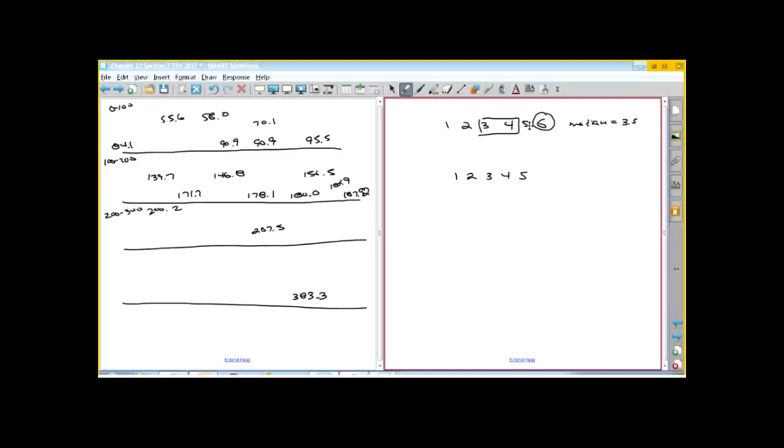So if I take the total number of data points I have and divide by 2, that'll give me 3. So I'm going to take the third number and the fourth number. So in my case, I have 200 numbers. So if I divide 200 by 2, I'll get 100. So the 2 numbers that I'm going to average together are the 100th number and the 101st number.